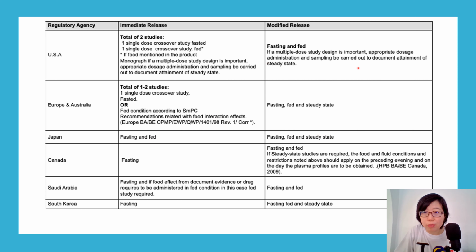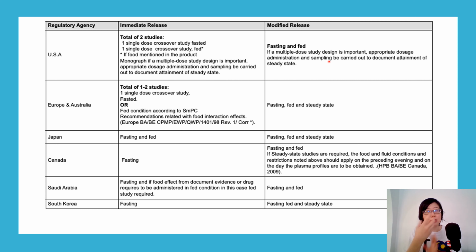Right, so for modified release, there are more variations which could be involved, because we know that for modified release, it's most of the time the release profile, and the maximum absorption will be at the small intestine, which is the later part of the gut.